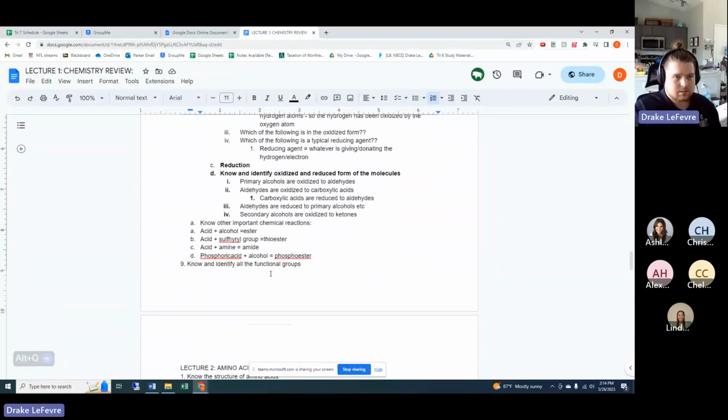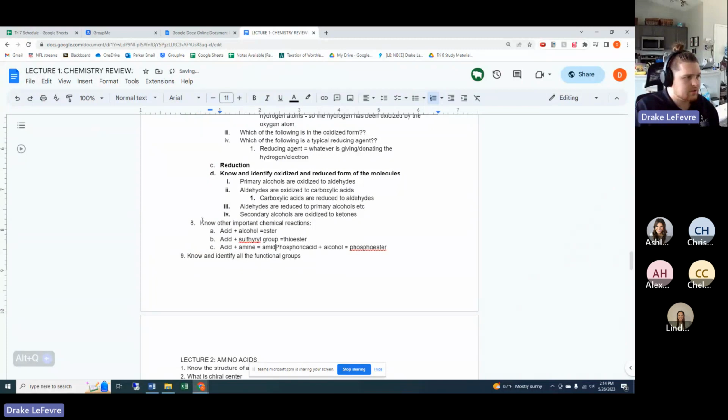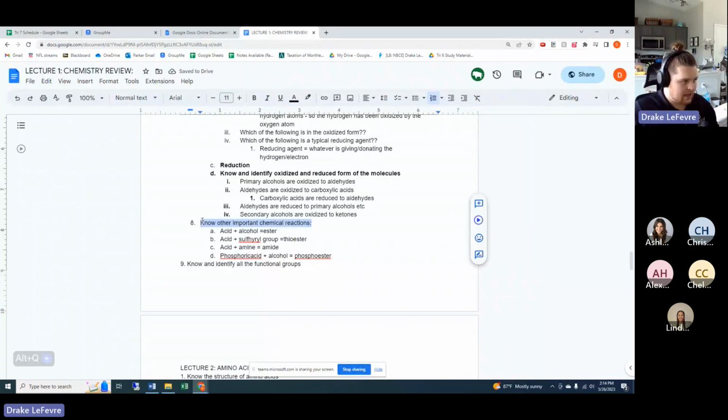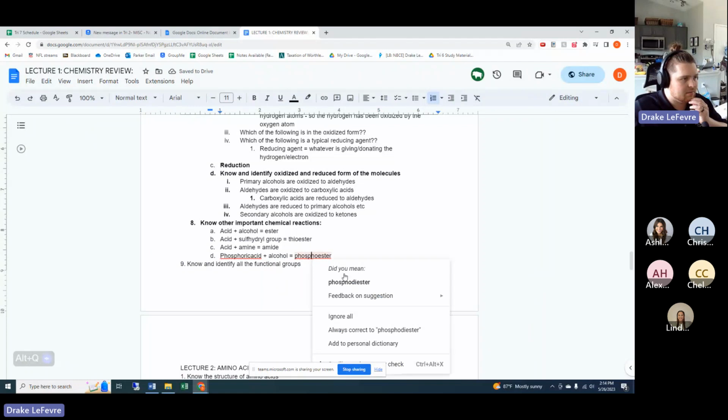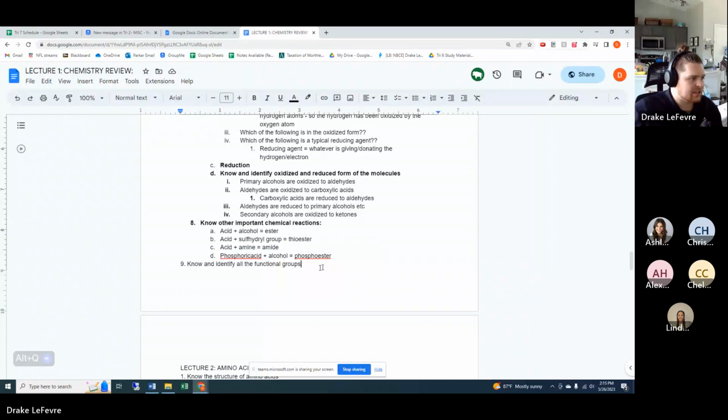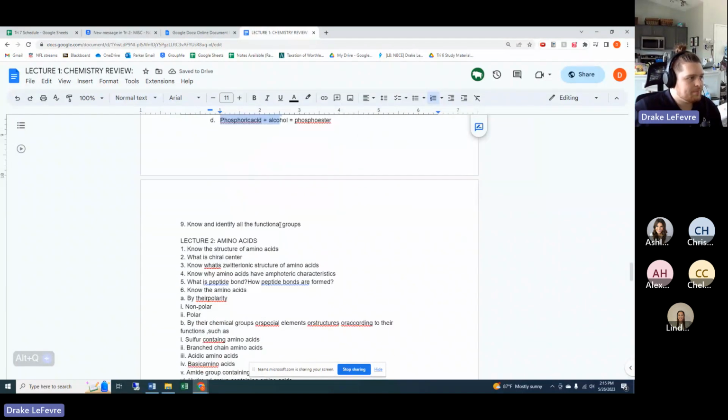Other important chemical reactions should be its own thing. A lot of this has to do with the functional groups. It's kind of annoying, but this is just standard memorization: acid plus alcohol is an ester bond, and acid plus a sulfhydryl group is a thioester. Honestly, these won't be super important until next term in Biochem 2. I'm just touching on it here so you have an idea about it right now.